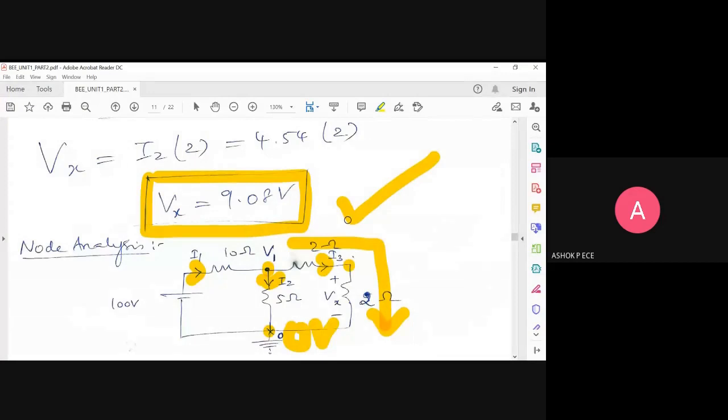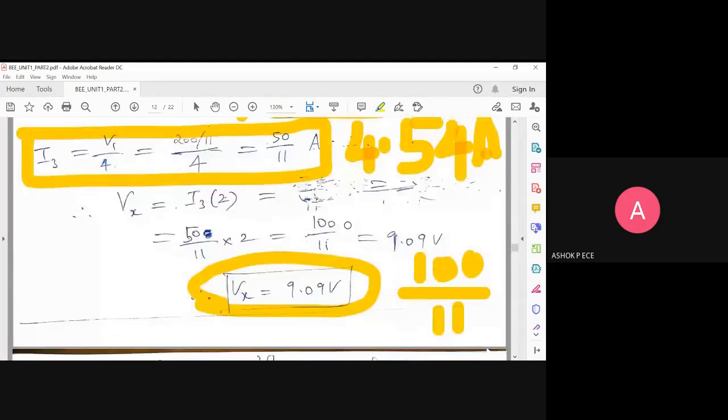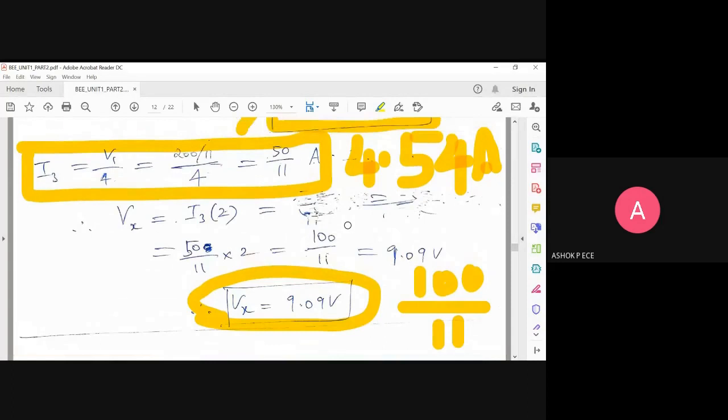Approximately, only the decimal points change because of approximation. Otherwise the answer is absolutely the same. Choosing which method is left to the person who is solving. Some may feel KCL is interesting and apply that; some may feel KVL is interesting. There is no hard and fast method. You can apply any method which you like. But if it is specifically mentioned to use only KVL or KCL, you have to use only that method. Maybe you can cross-check the answer by solving with the other method. This is the complete part B question, finding the loop currents and the value of Vx.